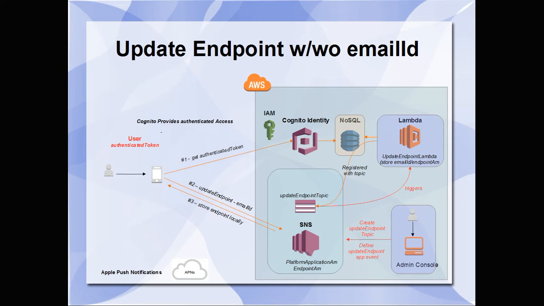Okay, so in order to make this happen, the administrator had to go in, create an update endpoint topic, and then they had to define an update endpoint app event, which will propagate the event to that topic. And then I had to take the Lambda function, register it with that topic, and in order to make all this happen. Very, very simple stuff. But trying to understand what you're trying to do with endpoints and user IDs and making a decision and moving forward is probably going to be your biggest challenge within the mobile hub initially.